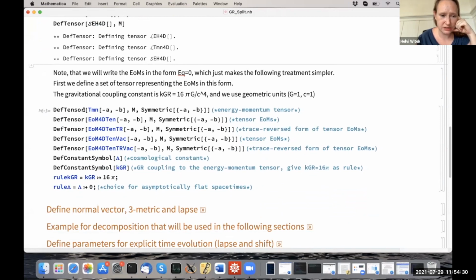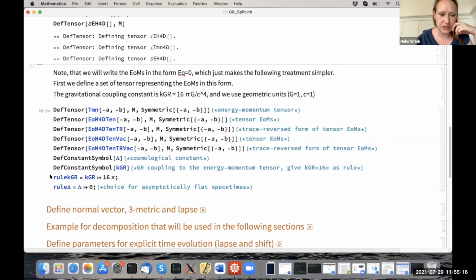If we want to define any of the 2-tensors, you would do that in the following way. Again, DefTensor, then the name; in my notation TMN is the energy momentum tensor. Then I have 2 indices here, A and B, on my manifold M. In this particular case, I want these tensors to be symmetric in A and B, and I can define this in this fashion. The other definitions here are essentially the equations of motion for the tensor and the trace-reversed version thereof. I can also define constant symbols in this fashion. If you would be interested in adding, for example, a cosmological constant, or you want to keep your coupling constant general, you could define it in this way.